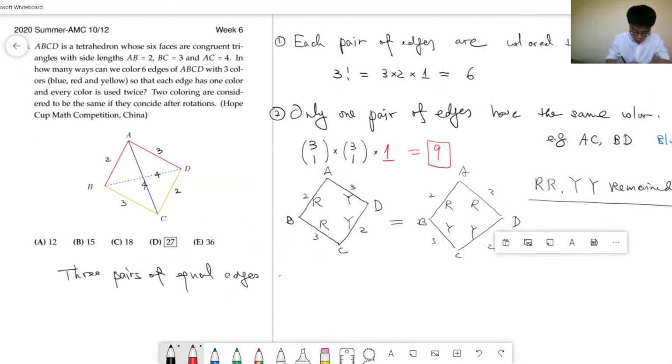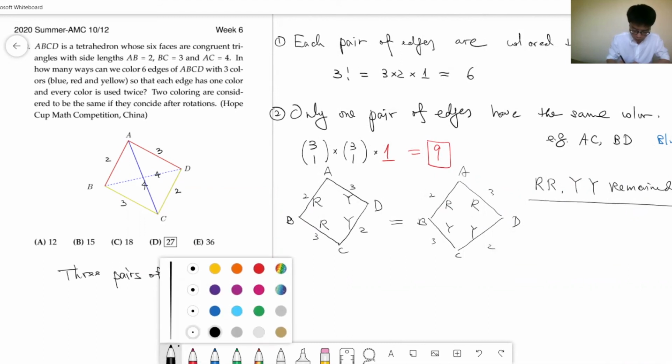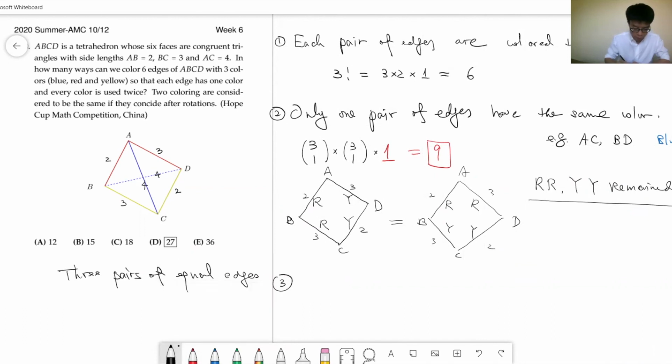So we still have one case to discuss. This case is that for each pair of edges, they have different color. So each pair of edges have different color. That means we don't have any pair of edges with the same color, okay? All right, we should discuss each pair.